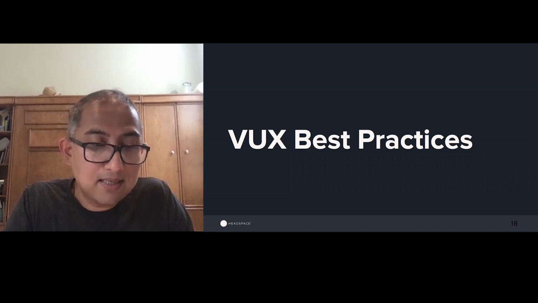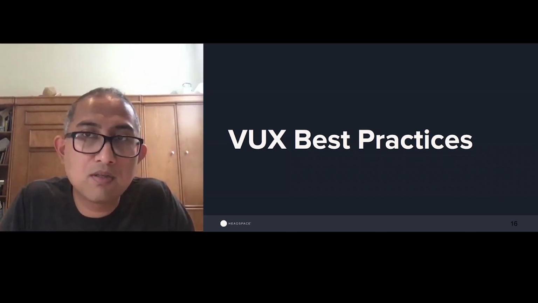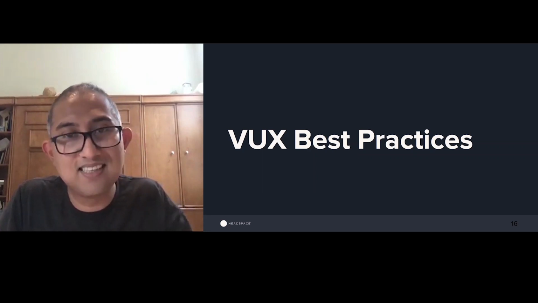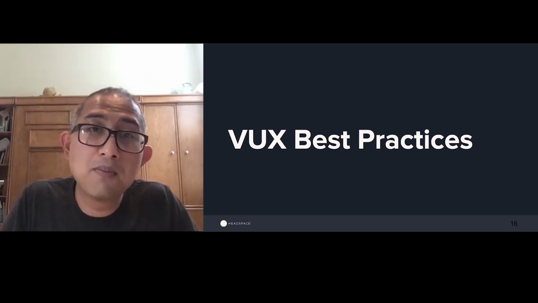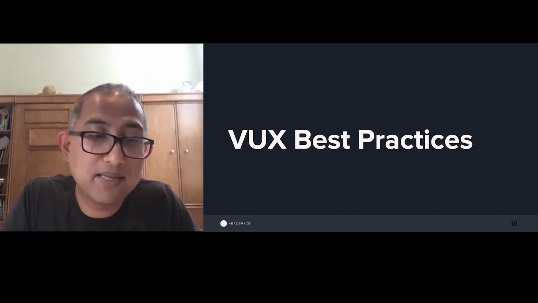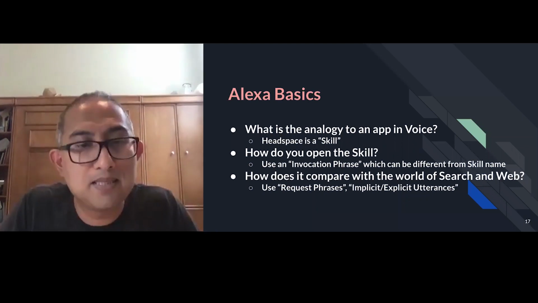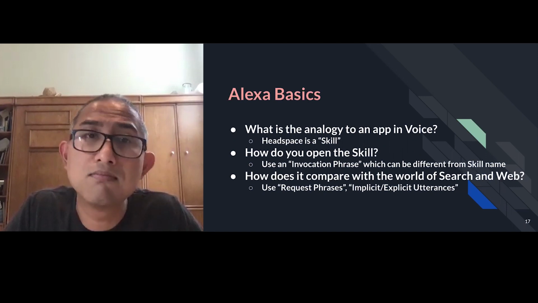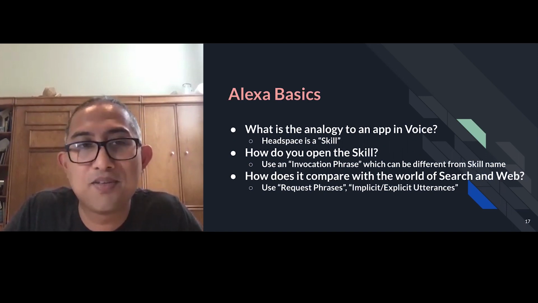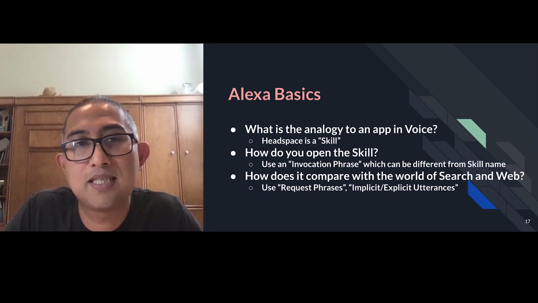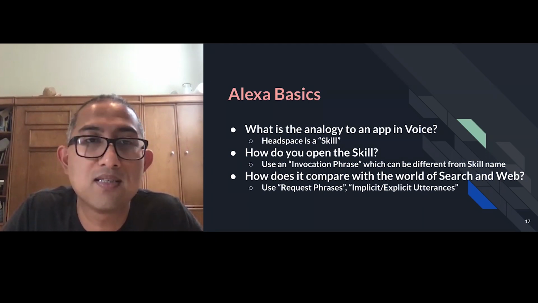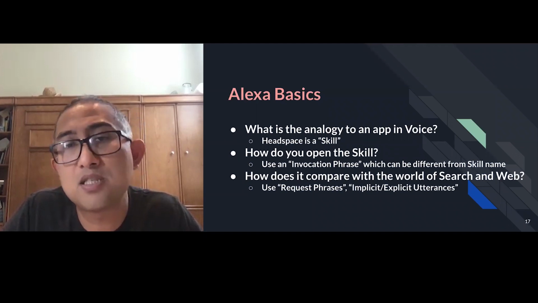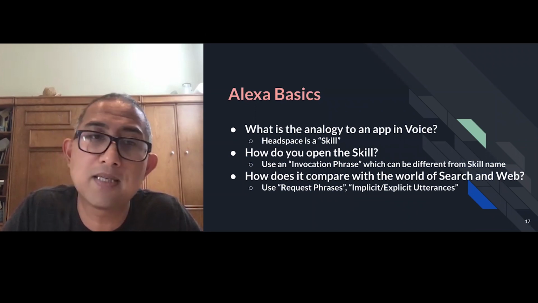Having said that, there are a couple of things that are very important to learn, which is VUX, or voice user experience best practices. But before that, we should know a little bit about the basics of how to create these things. So, Alexa basics. What's the analogy to an app in voice? In Alexa, we call it a skill. How do you open the skill? You use an invocation phrase, which is slightly different from a skill name. A skill name could be Headspace Meditation, and the invocation would be Alexa, play Headspace.